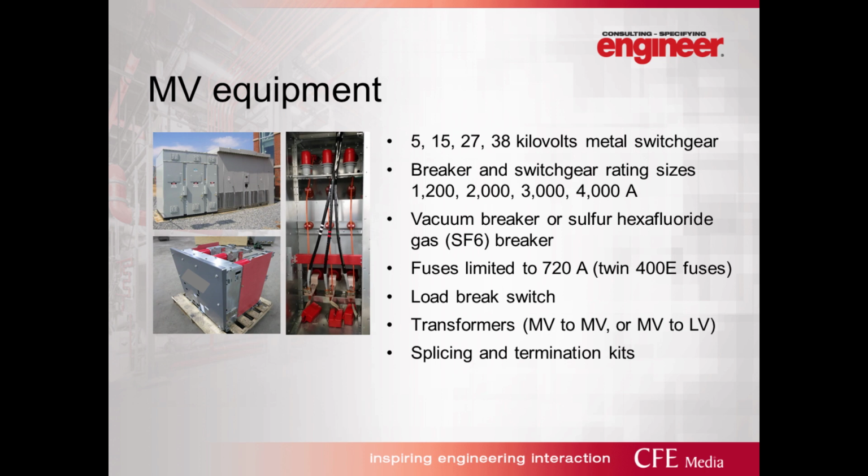Next is the medium voltage equipment. You see medium voltage usually has a rating of 5 kV, 15, 27, 38. You also see breaker sizes. Because the breaker is not doing the integral protection, it's basically standardized on certain ratings. So you'll see 1200, 2000, 3000, and 4000. Some manufacturers do have a 600, but 1200 amp is pretty typical.